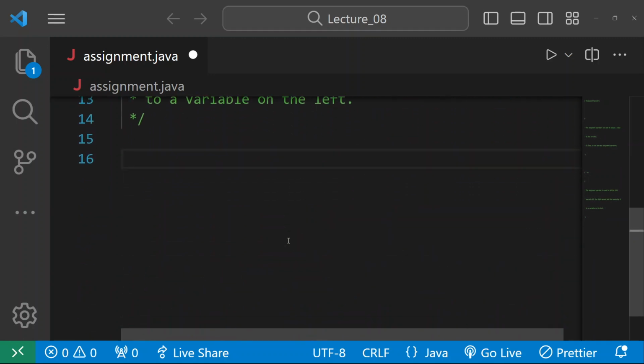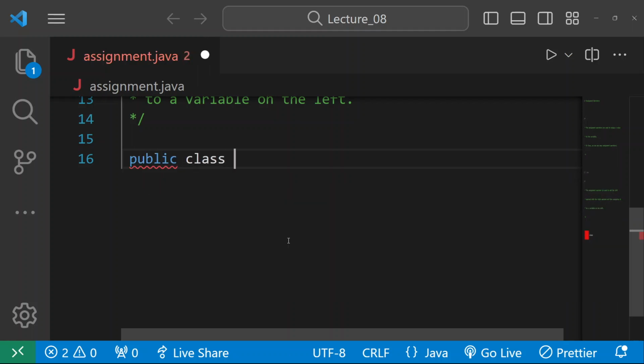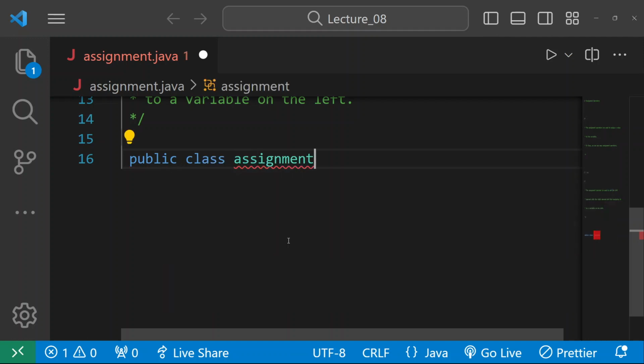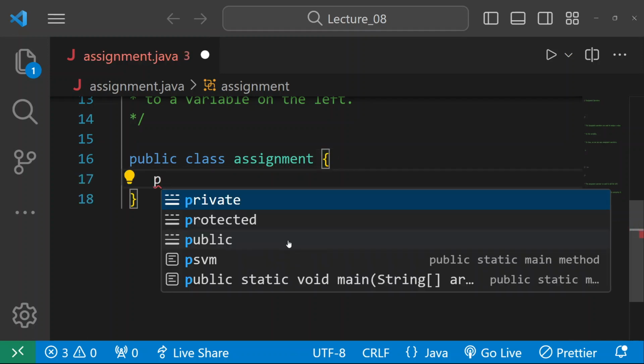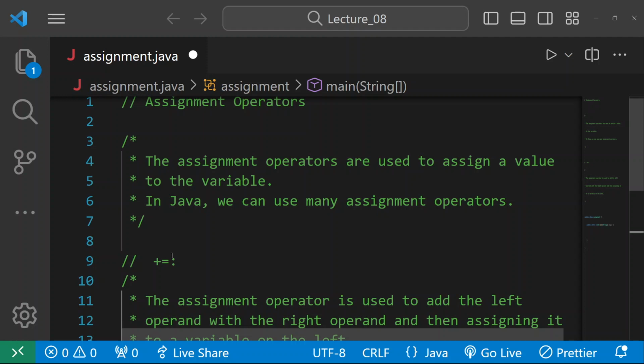So let me create a class so we can see with the example. Public class. What is my file name? Assignment. Writing my file name as a class name. Public class assignment. After that, my main: public static void main(String args). Now let me take a very simple example so I can explain with this plus equal to thing.